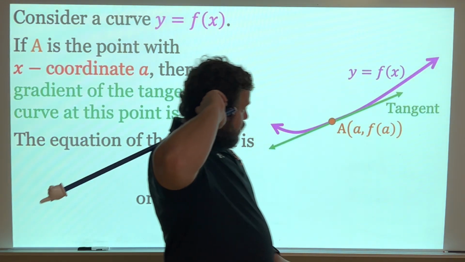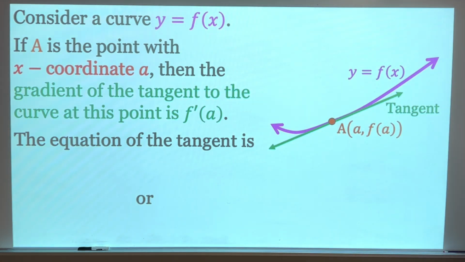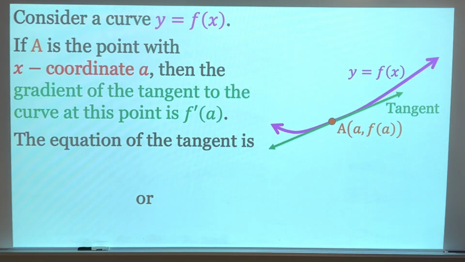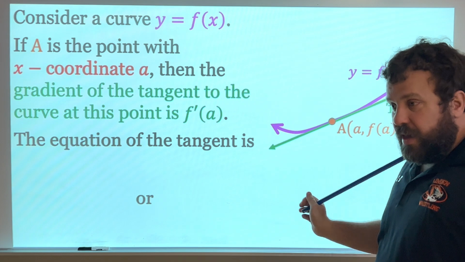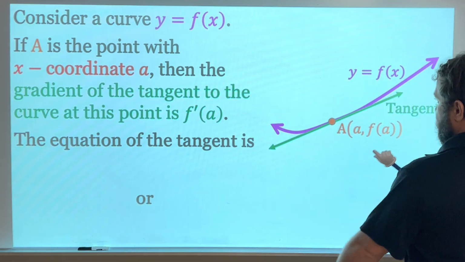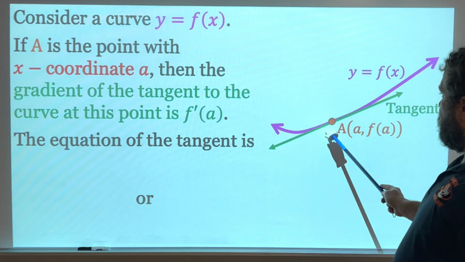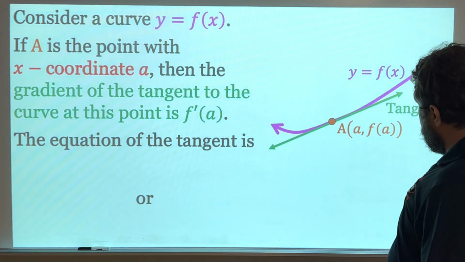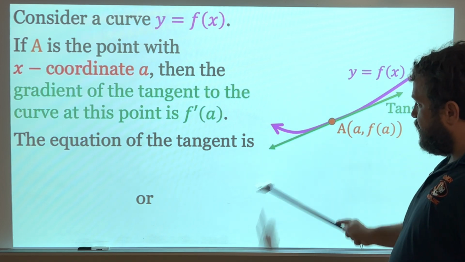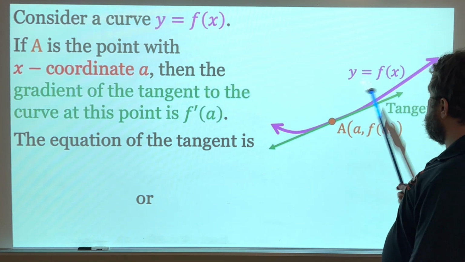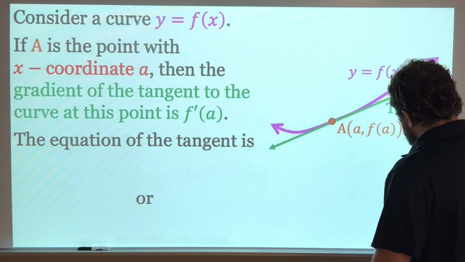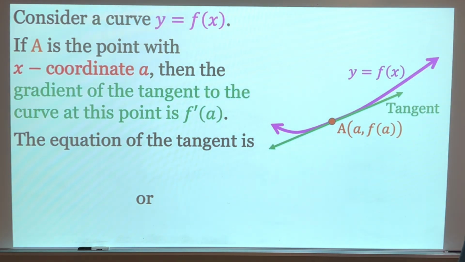Consider a curve, y equals f of x. If A is a point with the x-coordinate A, so your x-coordinate right here is A, then the gradient of the tangent to this curve is f prime A. F prime A would be your derivative. Okay, so what that means is if you have a point here, your x-coordinate's A, this tangent line would be the derivative of the actual function. So since y equals f of x is your curve, when I derive this curve, it's going to create a straight line, which is going to be my derivative.